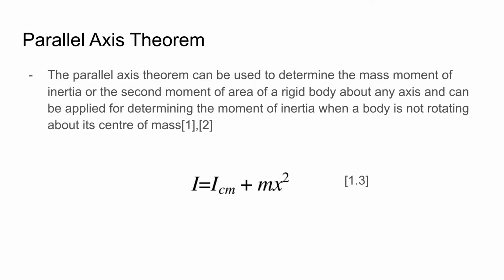So this is the formula of the parallel axis theorem. The x here is the distance to the center of mass from the center of the point of interest, and m is the mass of the object. I_CM is the rotational inertia about the center of mass.